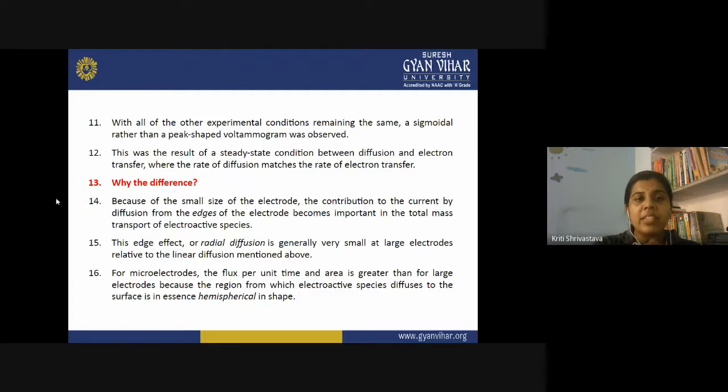So why is this difference arising? The difference is because of the small size of the electrode. The contribution to the current by diffusion from the edges of the electrode becomes important in the total mass transport of the electroactive species. This edge effect, or radial diffusion, is very small in the case of a large electrode. But when you are using a microelectrode, this radial diffusion becomes high. For a microelectrode, the flux per unit time and area is greater than for large electrodes because the region from which electroactive species diffuses to the surface is in essence hemispherical in shape.